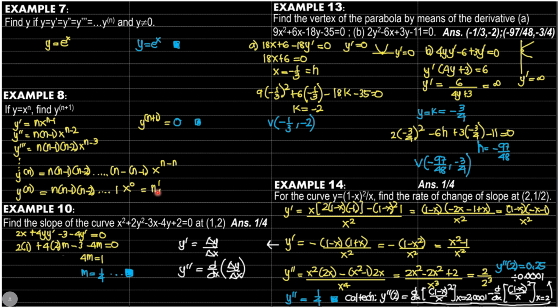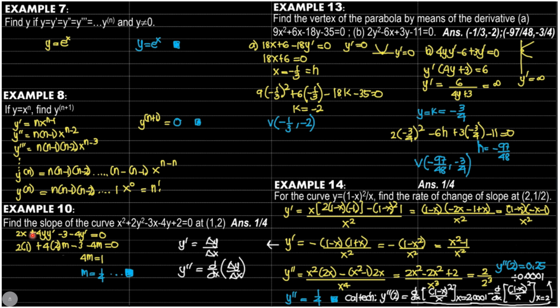N factorial is a constant, so the next derivative is the derivative of n factorial, which is 0. So the n plus 1 derivative of this y equals x to the n is 0. Example 9, I will leave that to you in the original copy.